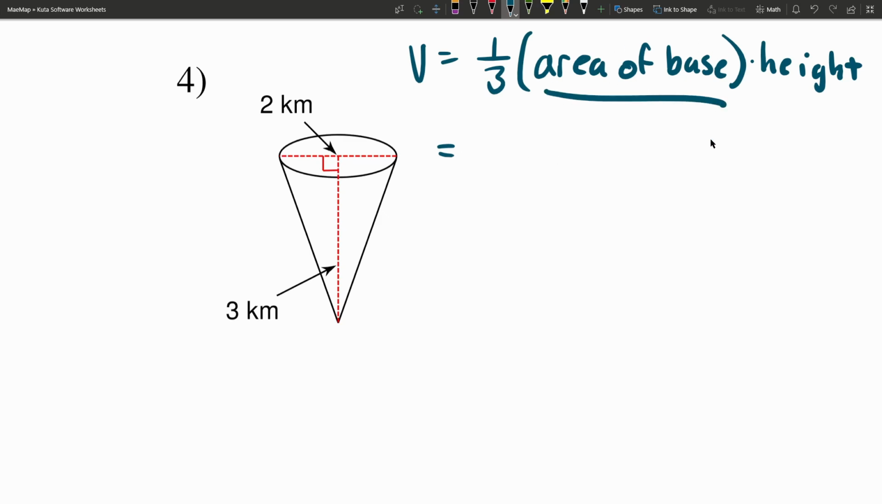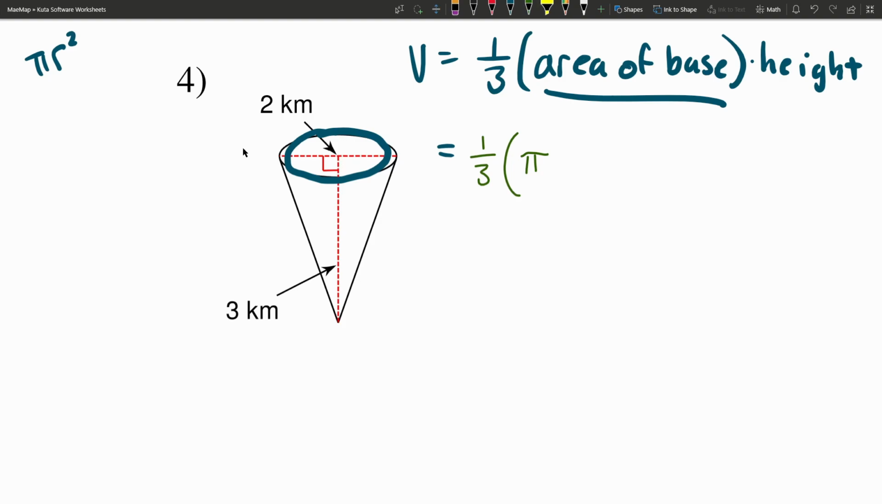It's just a little trickier because for the area of our base, we need to calculate the area of a circle. Do you remember what that is? That's pi r squared. I'll write it over here. Pi r squared is the area of a circle. So filling this in, we're going to have 1/3 times the area of our circular base, which is pi times r squared. But what is r?